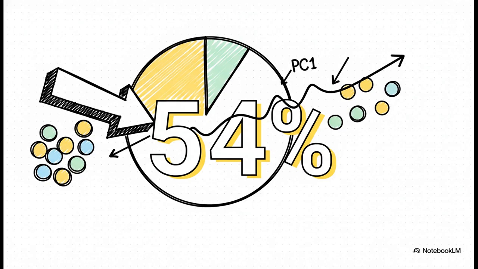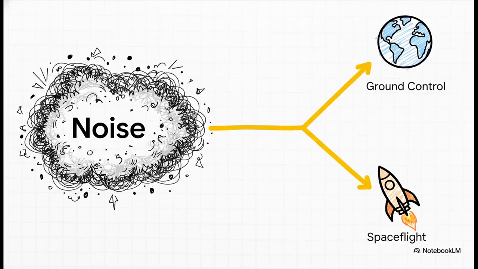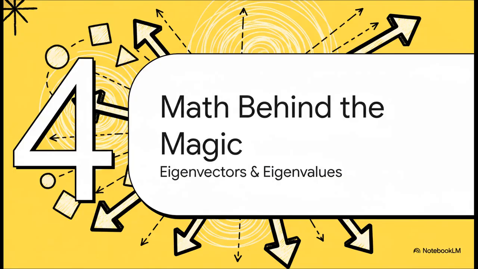So how much variation are we talking about? A whopping 54%. Think about that. Over half of all the genetic differences across all 60 of these mice can be explained by this one single new dimension that PCA figured out. So what's the story here? What is the single biggest factor separating these mice? It's simply whether or not they went to space. Out of all the possible patterns in those 900 data points, PCA instantly pulled out the most important one, the experimental group.